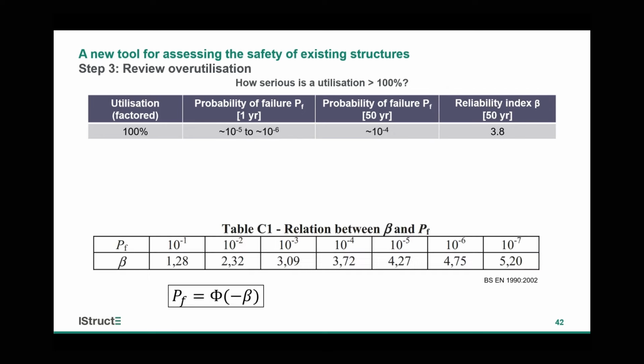Now, typically, instead of referring to those probabilities of failure, we actually refer to something called the reliability index, which is denoted by the symbol beta.